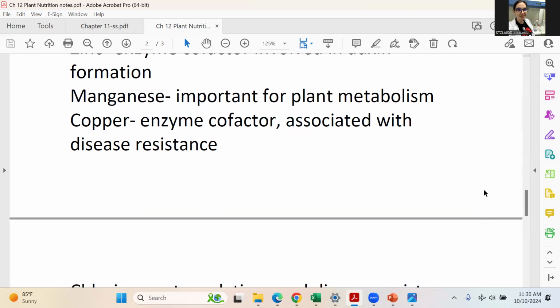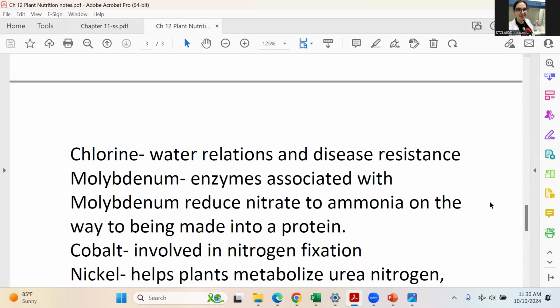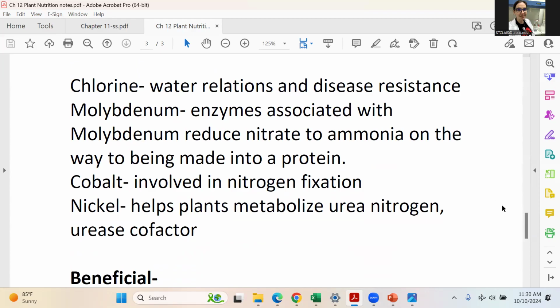Manganese is important for plant metabolism. Copper is an enzyme cofactor as well, and it's also associated with disease resistance in plants. Chlorine is related to water relations and movement of water within the plant, as well as disease resistance. It's needed in a small amount by the plant.